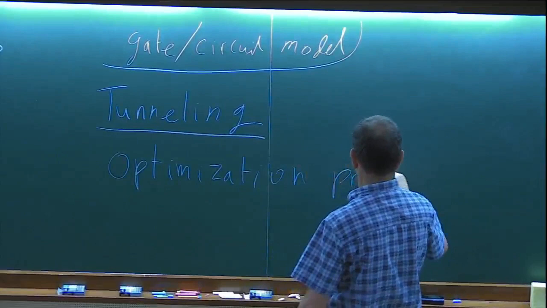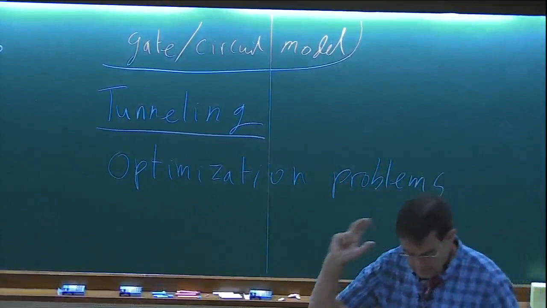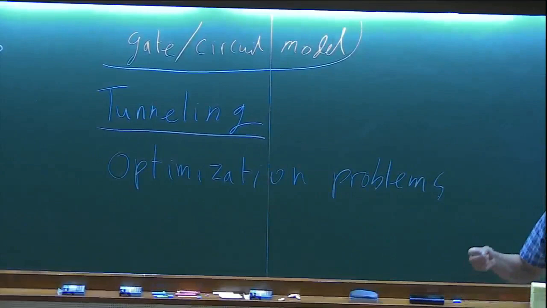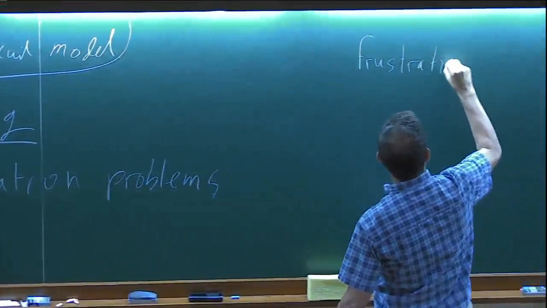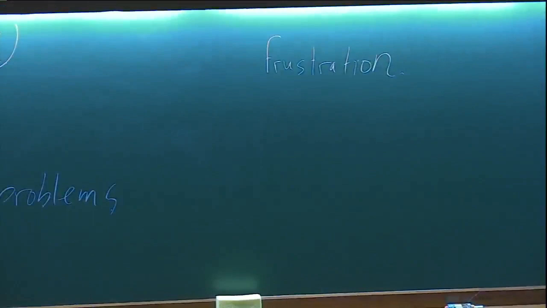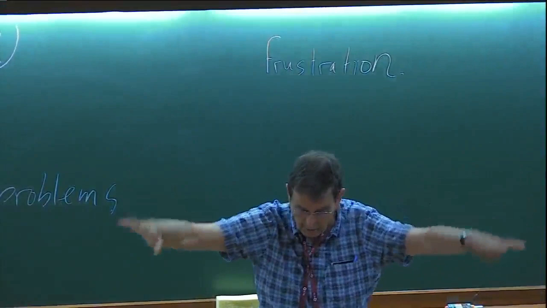Now, in an optimization problem, we want to find the maximum or maybe the minimum of some function with constraints. And we're dealing with a non-trivial problem where the constraints conflict with each other, which in the jargon of condensed matter physics is called frustration. So it's an energy function which we're minimizing, and the energy function has a bunch of pieces, and we want to minimize the whole sum.